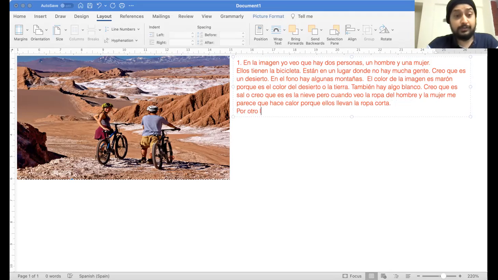Por otro lado, using a connector, pienso que hace frío, pero llevan la ropa corta porque están en la bicicleta. So I have also included a little bit of the second part.